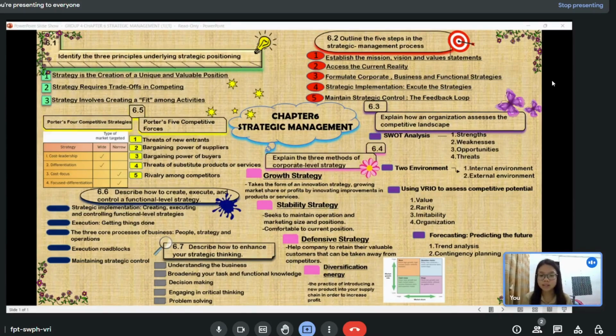Trend analysis is a hypothetical extension of a past series of events into the future. Contingency planning is predicting alternative futures, as companies are not able to change things in their environment that may unexpectedly render their business strategy ineffective. Contingency planning, also known as scenario analysis, is the creation of alternative hypothetical but equally likely future conditions.